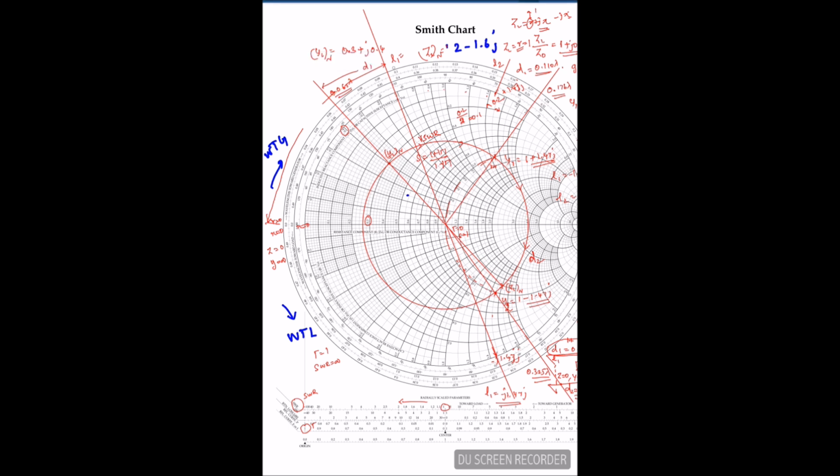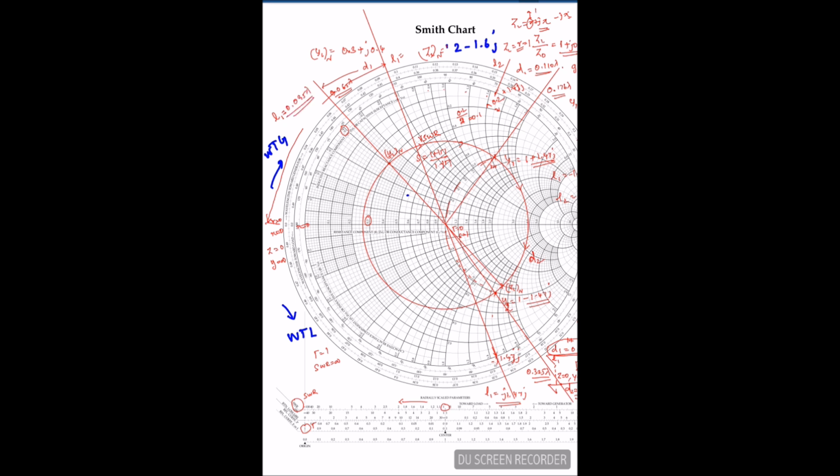So if you read this reading, you can read from the circle, it's 0.095. So the distance, closely, you'll get this is 0.09, this is 0.1, so you'll get closely the distance from this y equal to infinity to here is my length of the first stub, 0.095 lambda.